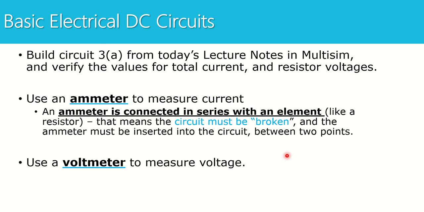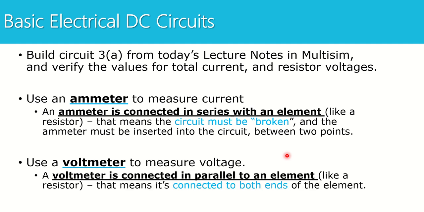We use a voltmeter to measure voltage. A voltmeter is connected in parallel to an element like a resistor. That means it's connected to either end of the element. It's going to be in parallel. So ammeters are in series with an element. Voltmeters are in parallel with an element.